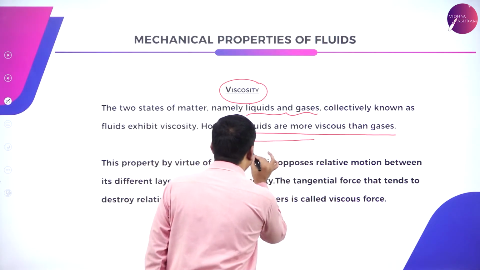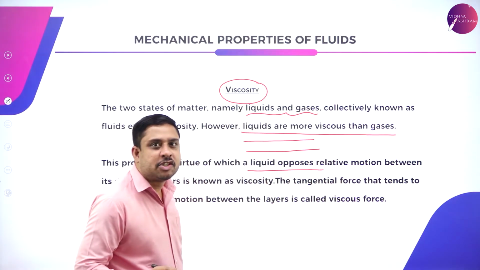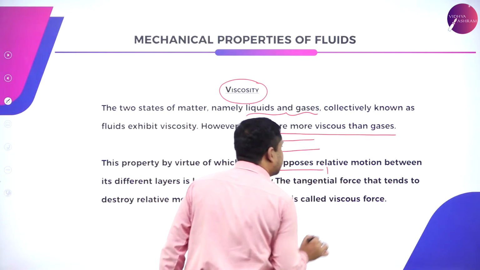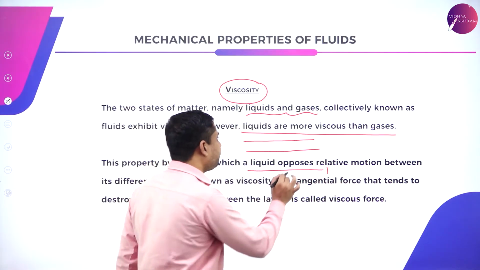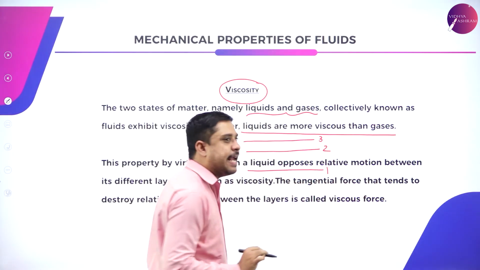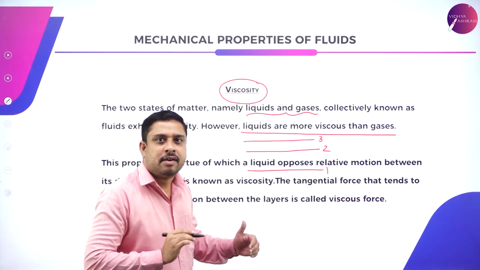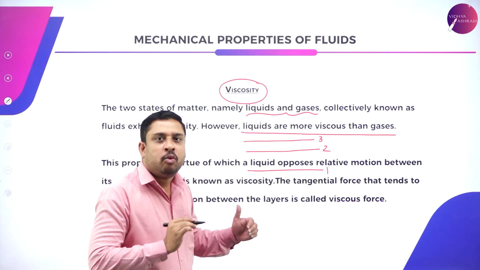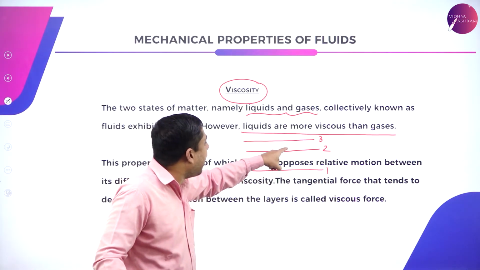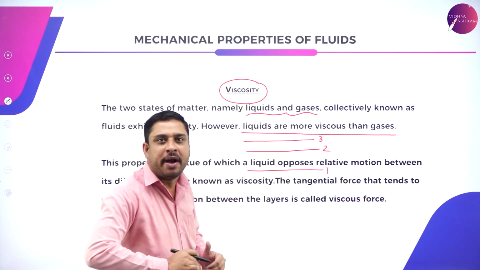We consider different layers of a liquid. Suppose I say this is the first layer, the second layer, third layer, and so on. There is a fluid which is flowing, and these are the different layers of that fluid.